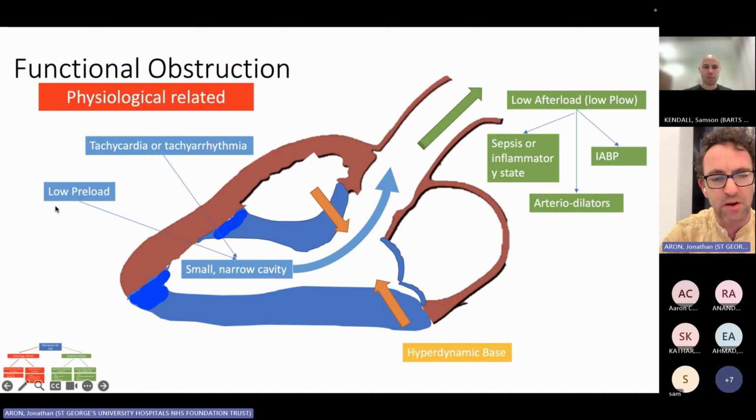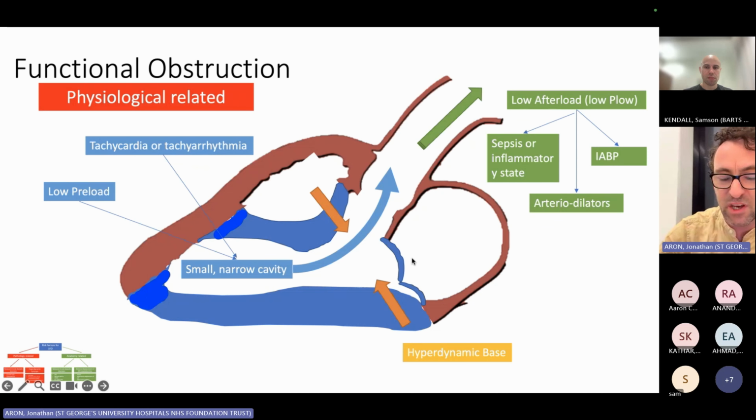So again, let's recap that. You have a low preload on the background of a small empty cavity. Tachycardia or tachyarrhythmia, remember, reduces left ventricular filling, so it has the same effect as having a low preload. So an empty heart, a fast heart, a heart that's beating hard, it's hyperdynamic, in combination with a patient with a low afterload, for whatever reason.